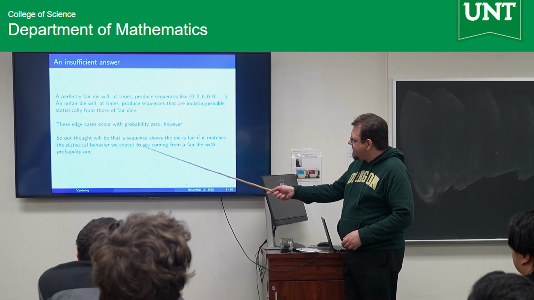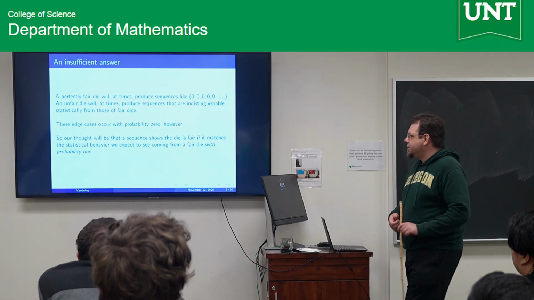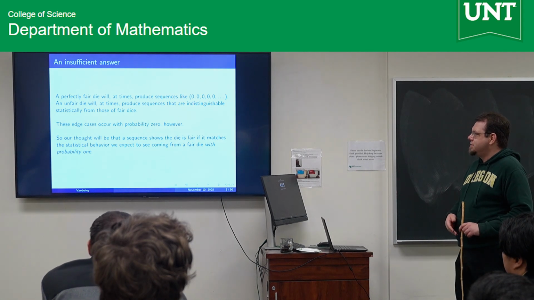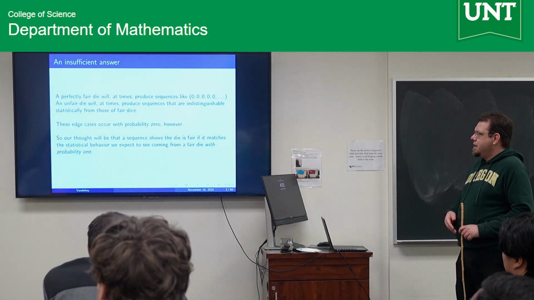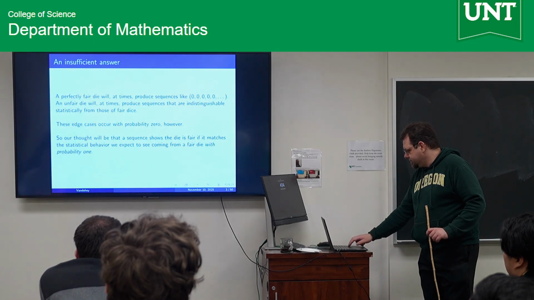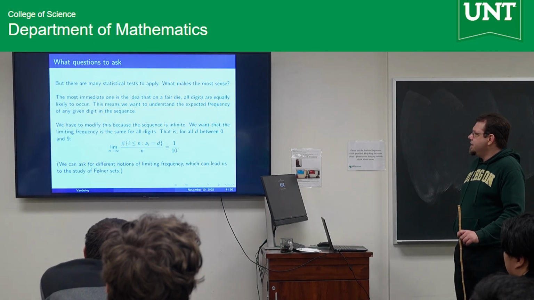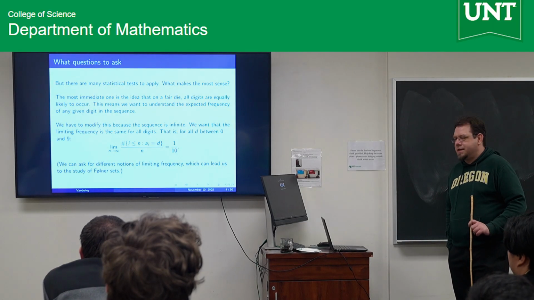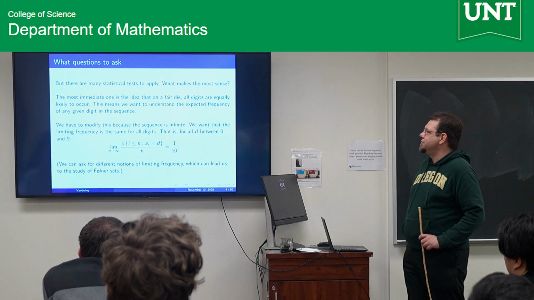However, these edge cases have probability 0. So our thought is going to be that a sequence shows that a die is fair if it matches the statistical behavior we expect to see from a fair die with probability 1. And then, well, once we decide that, we have to ask ourselves, what statistical test do we want to actually apply? What makes the most sense?